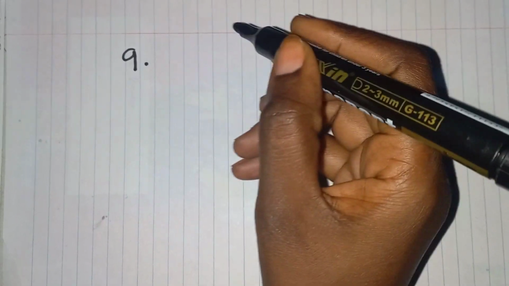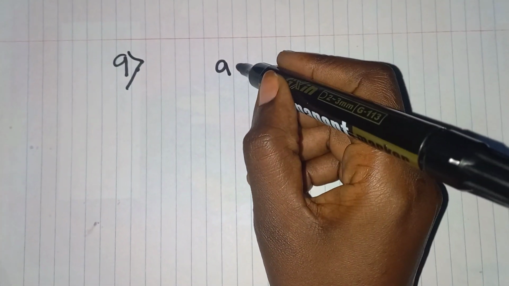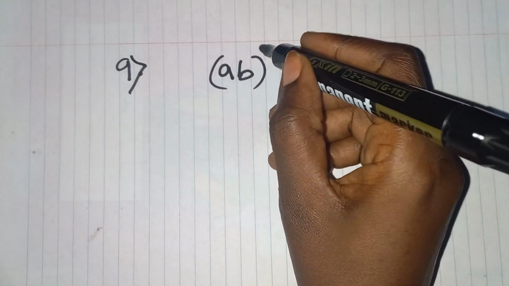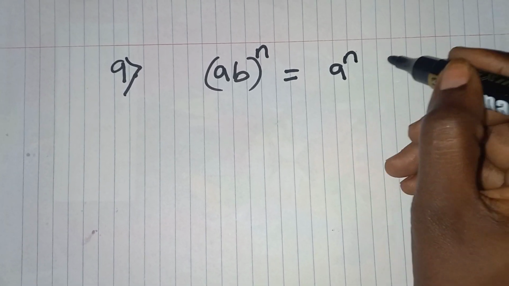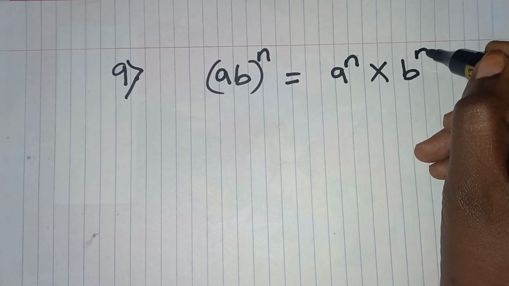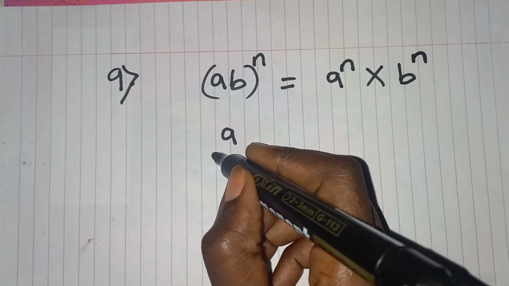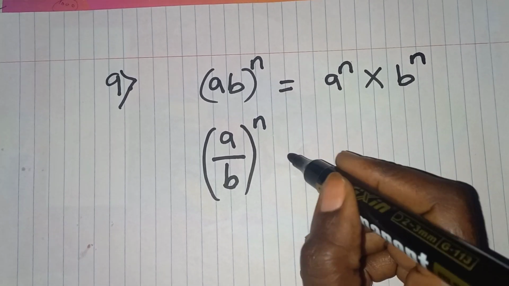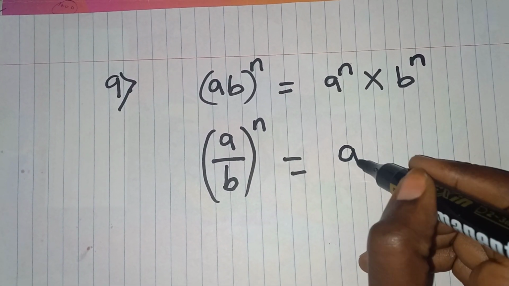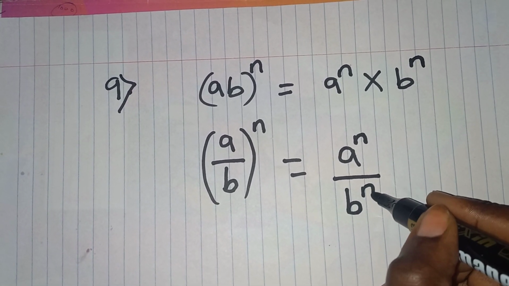Rule number 9. If you have a times b, in brackets raised to power n, this one will be equal to a raised to power n times b raised to power n. Also, if you have a divided by b, in brackets raised to power n, this one will mean that a raised to power n divided by b raised to power n.